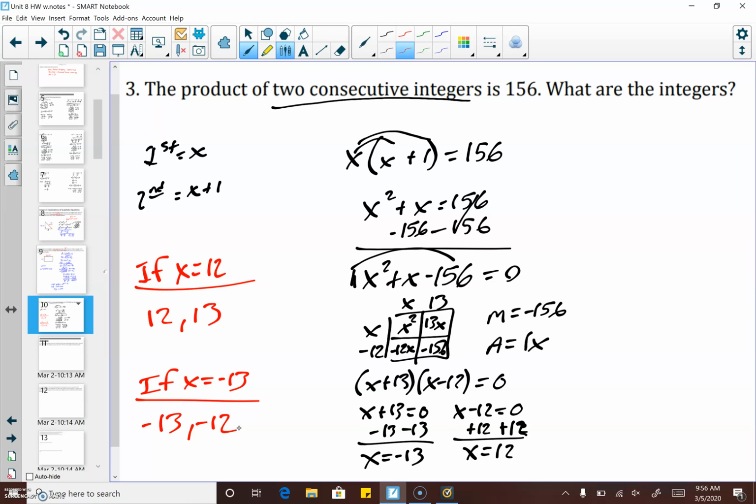Unlike earlier when we did linear consecutive integers, we just got one answer. When we have our quadratic one, since we end up with two, we don't reject the negative because it's not an area problem or perimeter or one of those real life problems. So we have to make sure we account for both answers, where if it's 12, it's 12 and 13. If it's negative 13, then we get negative 13 and negative 12.